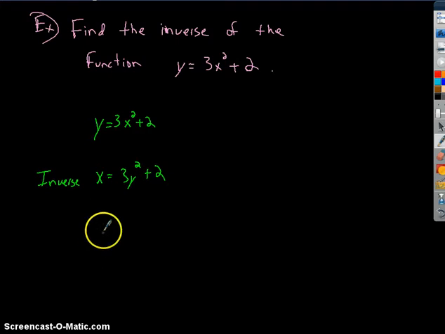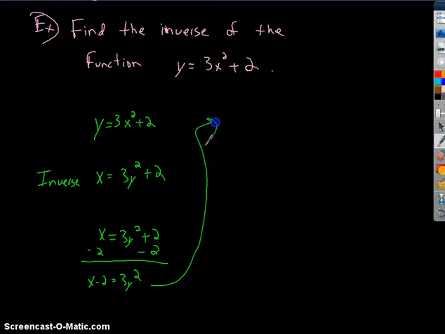So if I had that equation and I solve that for y, you probably subtract 2. And you get x subtract 2 equals 3y squared. And then if you solve that, you probably divide by 3. That gives you x subtract 2 over 3 equals y squared. And to solve that equation, you square root both sides.